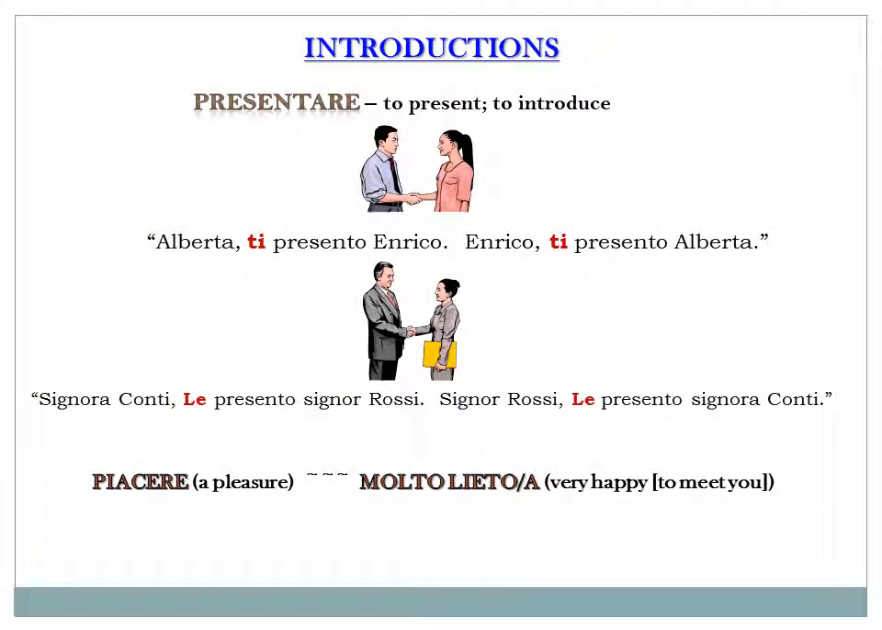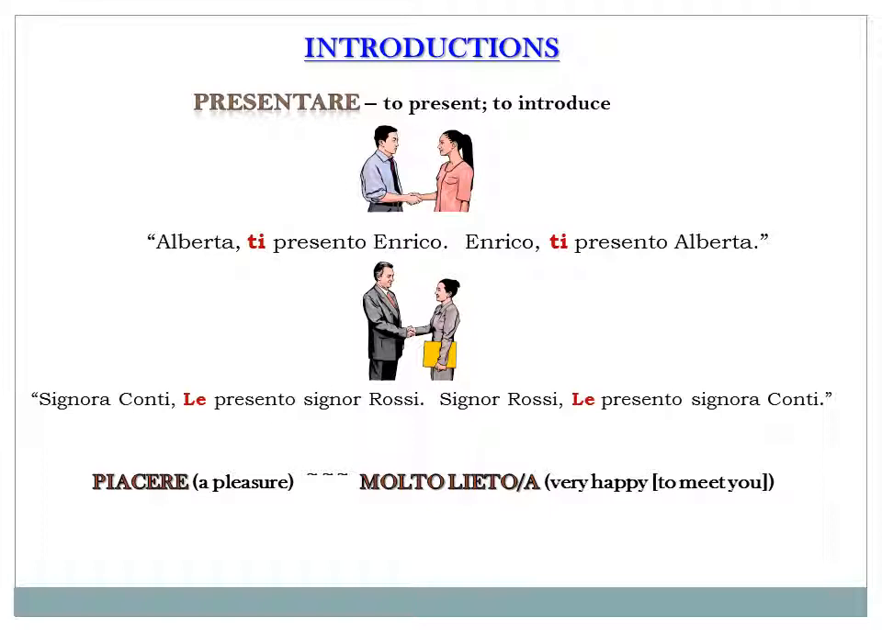When introducing one person to another, you will use the verb presentare, which means to present or to introduce. In an informal situation, if I want to introduce my friends Alberta and Enrico to each other, I would say, Alberta, ti presento Enrico. Enrico, ti presento Alberta.